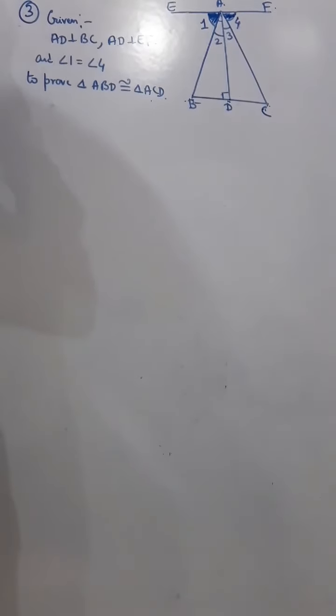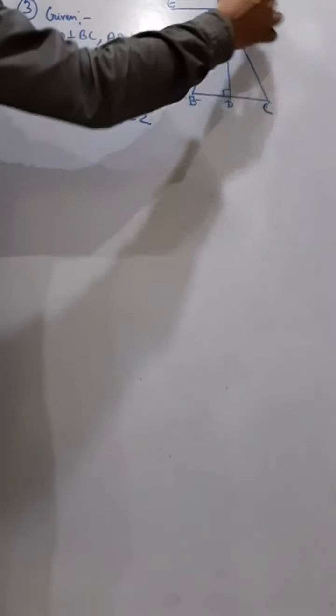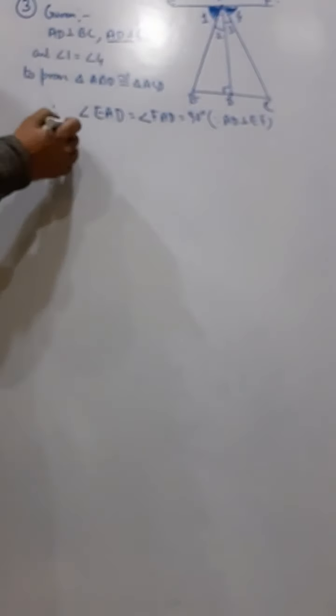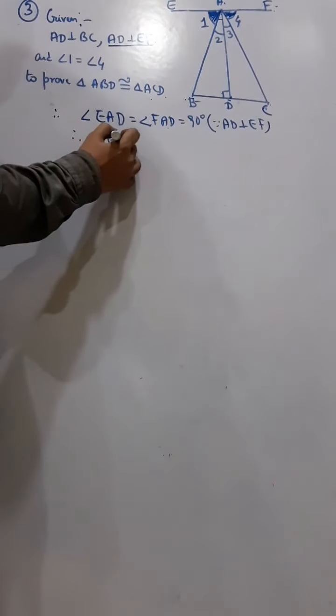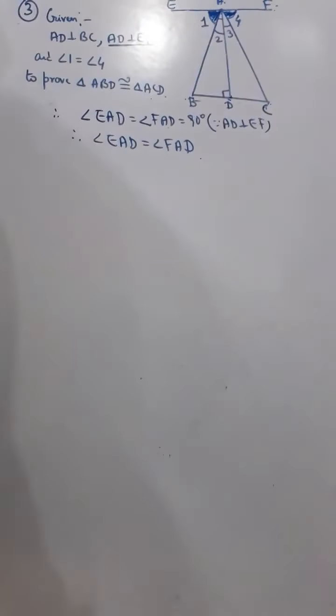Okay, now see here. The first thing we can say is that angle EAD is equal to angle FAD is equal to 90 degrees. You know why? Since it is given that AD is perpendicular to EF. So since AD is perpendicular to EF, I can say angle EAD is equal to angle FAD, right?